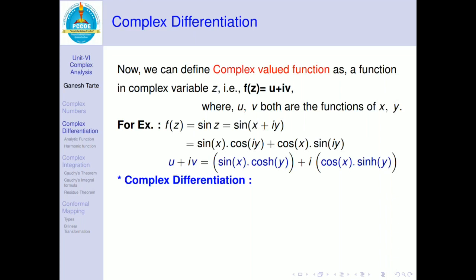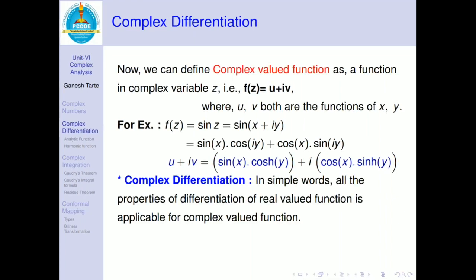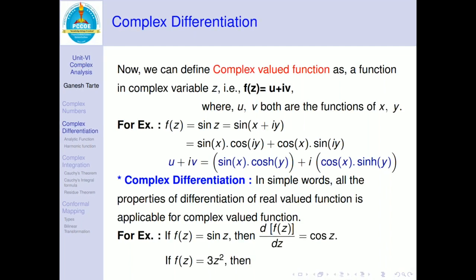Now complex differentiation. Once we define this complex valued function, what is the derivative of f of z with respect to z? It is similar to a real valued function. In simple words, all the properties of differentiation of real valued functions are applicable to complex valued functions. For example, if f of z is sin z, then its derivative d by dz of f of z is cos z. If f of z is 3z square, then its derivative with respect to z is 6z.